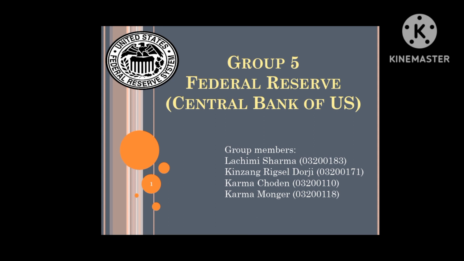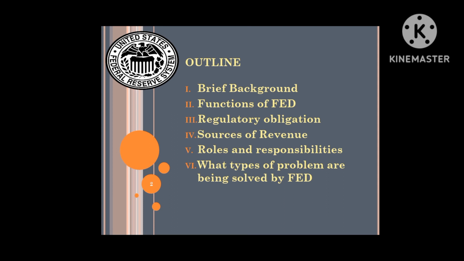And in this slide, there are the outlines of what we are going to cover in our presentation. The first one is the brief background of the Federal Reserve. Second, explain the function. Third, regulatory obligation. Fourth, the sources of revenues. And fifth one is the roles and responsibilities. And lastly, what type of problems are being solved by the Federal Reserve. So these are the outlines of our presentation, and I'll be talking about the brief background of the Federal Reserve and the functions of the Federal Reserve.